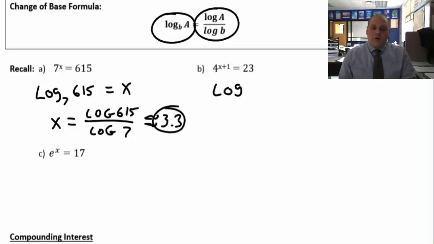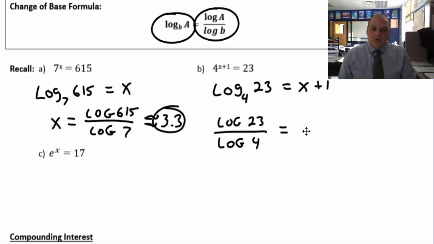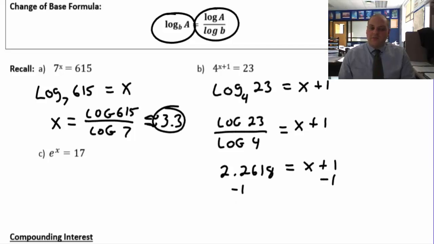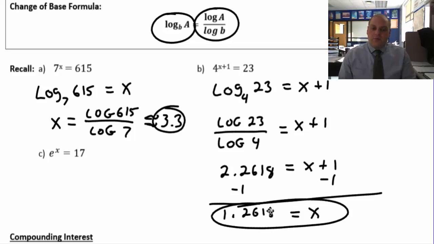We're going to make it log base 4 of the amount 23 equals x plus 1. So one extra step at the end. We're going to have to subtract 1 at the end. All right, so this is log 23 over log 4 equals x plus 1. And then this is 2.2618 equals x plus 1. And then I want just x, and I have to subtract 1. X equals 1.2618.